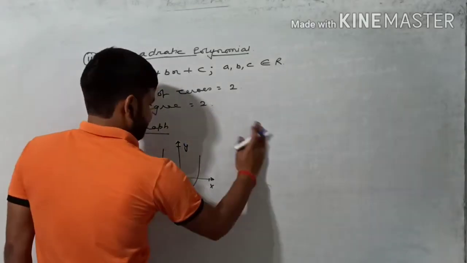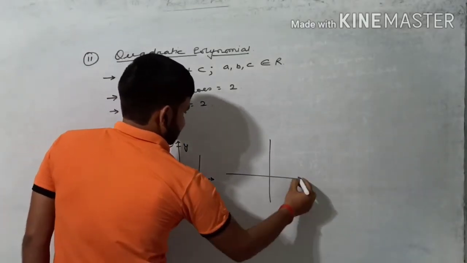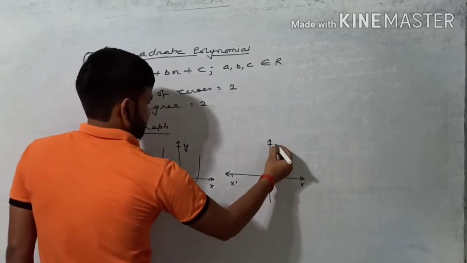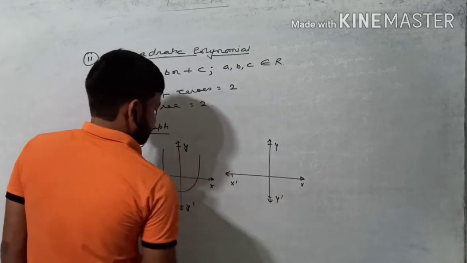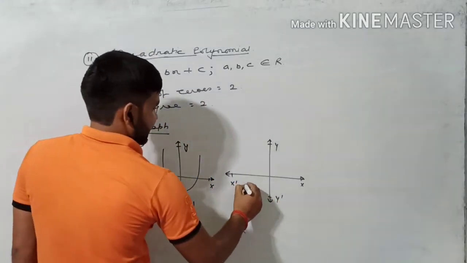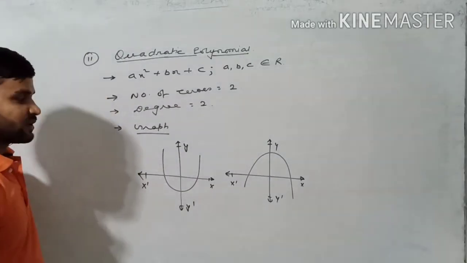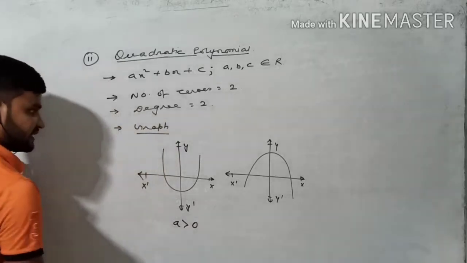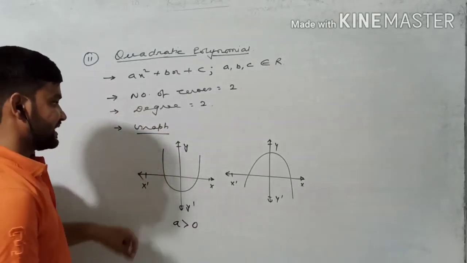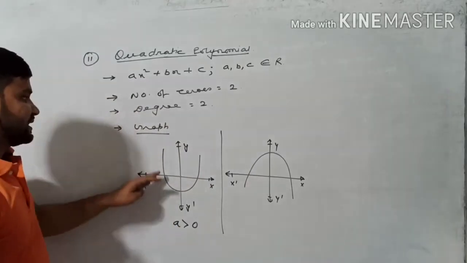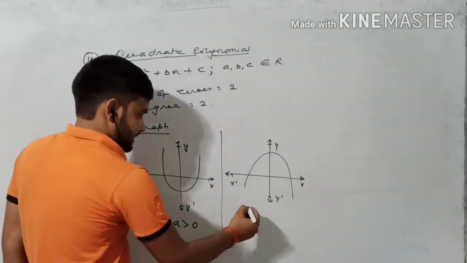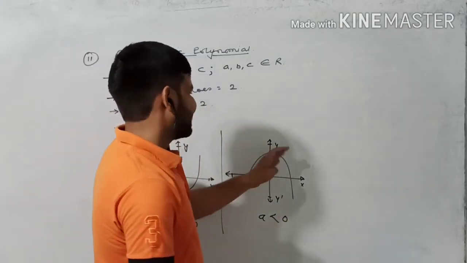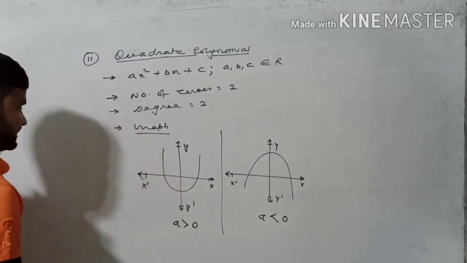That means there are two types of graph that represent the quadratic equation: upward parabola and downward parabola. That means if a is greater than 0, then that condition is favorable, that means the parabola is in the upward direction. And if a is less than 0, then a downward parabola will be obtained.